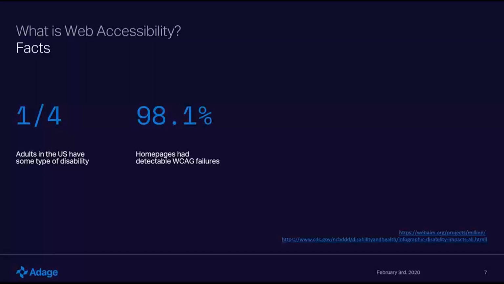In a WebAIM survey with automated testing tools, they found that 98.1% of the top 1 million websites had detectable WCAG guideline failures on their homepage. And there was an average of 60.9 errors per page. The other 1.9% of the websites here, they may have also had issues, but none of them could be detected by an automated test.